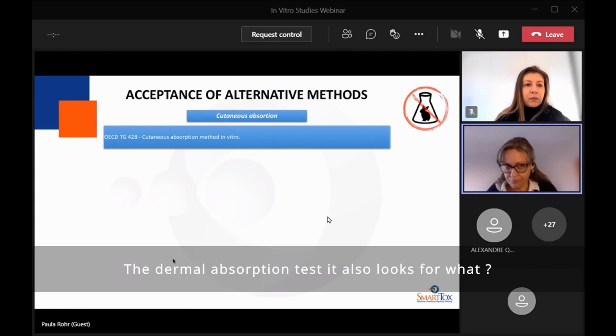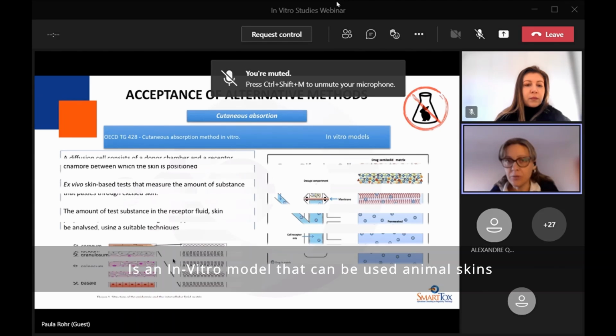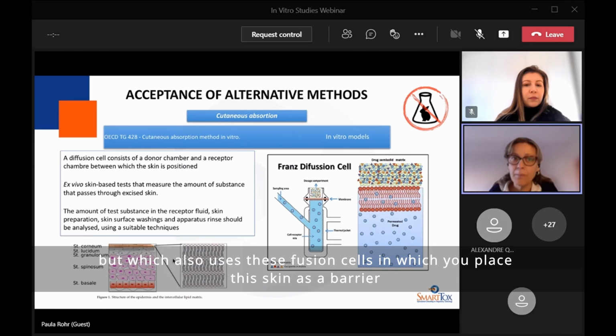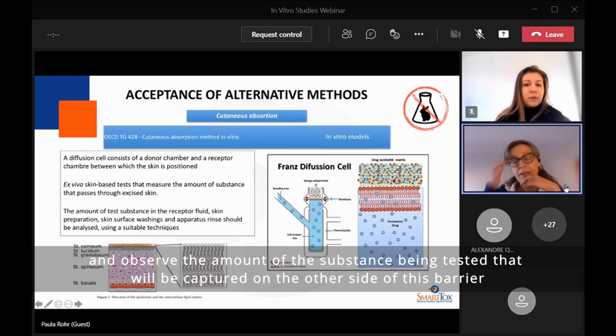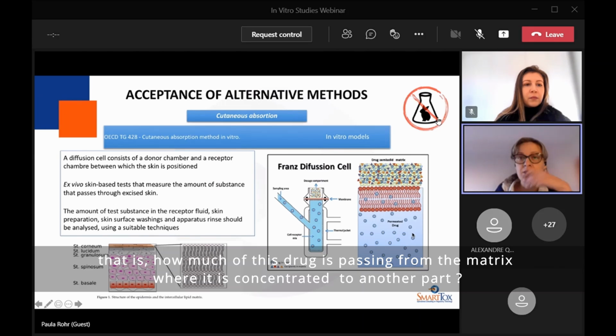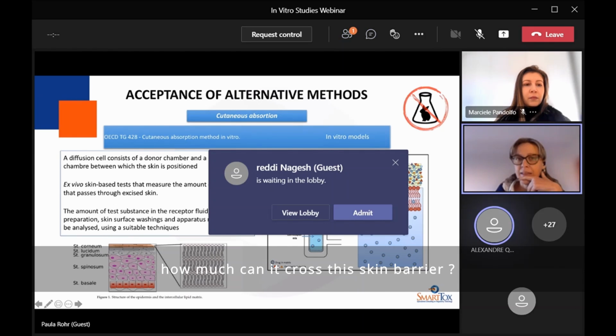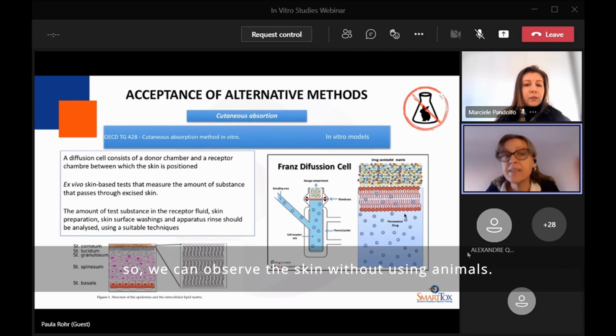O teste de absorção cutânea também, ele busca o quê? É um modelo in vitro em que podem ser utilizadas peles de animais, ou seja, um modelo ex vivo, e se usam células de difusão, nas quais se coloca essa pele como uma barreira e se observa a quantidade da substância que está sendo testada que vai ser captada do outro lado dessa barreira. Ou seja, quanto dessa droga está passando da matriz, onde ela está concentrada, atravessando essa barreira da pele. Então, assim, a gente consegue observar a absorção cutânea sem a utilização de animais.